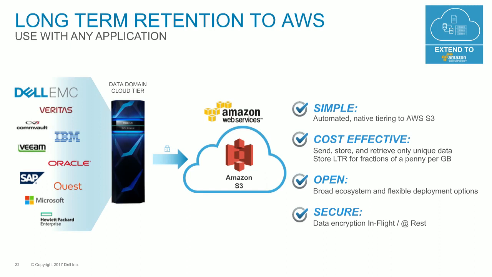Any recovery is done through Data Domain. So you make a request to Data Domain, which will fetch that data if it has been pushed to the cloud tier and pull it back through Data Domain, back through your backup client. So it's totally invisible to backup clients. It works entirely with NetWorker. It's totally seamless.